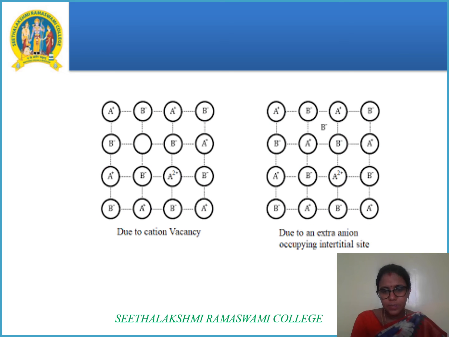These two pictures represent metal deficiency defects. The first one is the metal deficiency due to cation vacancy. This is the cation vacancy site. The adjacent cation becomes A2+ in order to maintain the electrical neutrality of the compound. The second one is the metal deficiency due to an extra anion occupying an interstitial site. In this defect also, the adjacent cation becomes A2+.